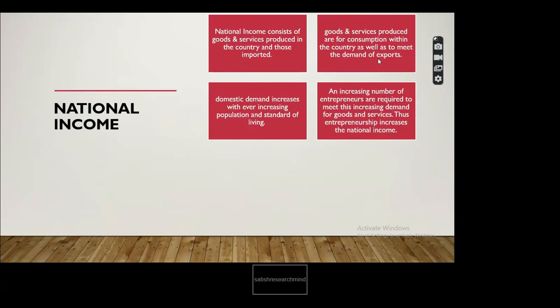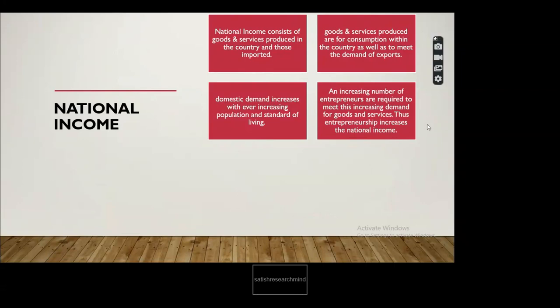Yes, we will focus on that: domestic demand increases. Okay, then with the ever-increasing population and a very high standard of living. Once we build domestic demand, then automatically our population will increase and the standard of living will also be very high. The standard of living is peaceful, without poverty.